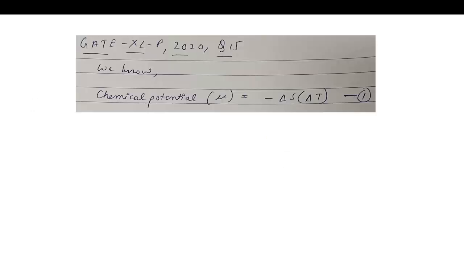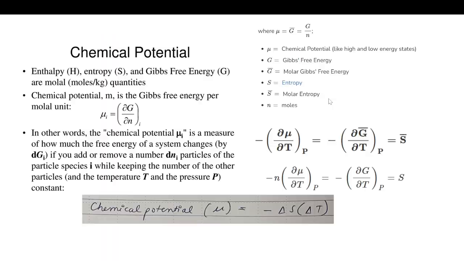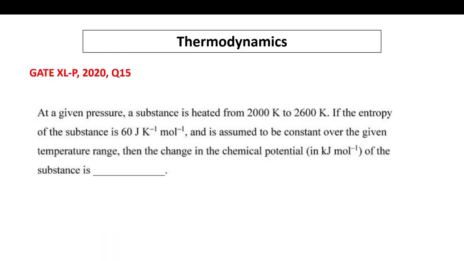So now it is easy. You know the chemical potential is minus delta S multiplied by the change in the temperature. In your question, there are two temperatures already given. The initial temperature is 2000 Kelvin and the final temperature is 2600 Kelvin. So delta T you can easily calculate from these temperatures, the final temperature minus the initial temperature, and they have said that the entropy is constant and the entropy value is given as 60 joule per kelvin per mole.